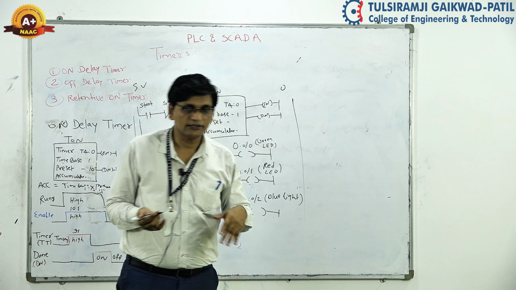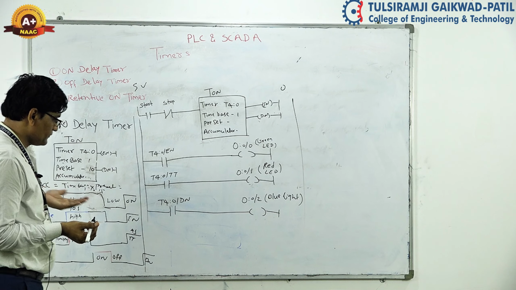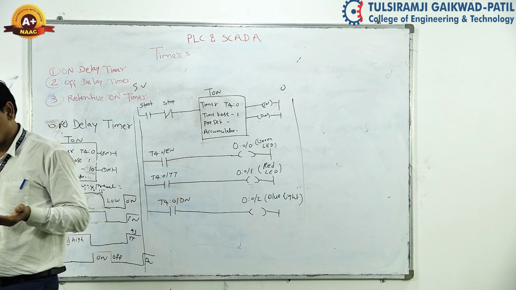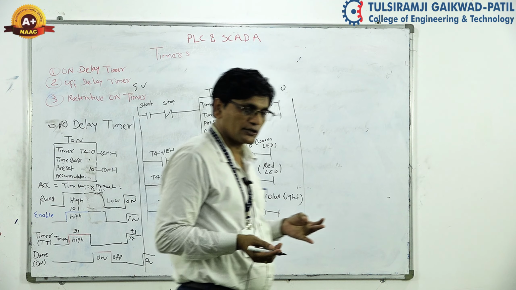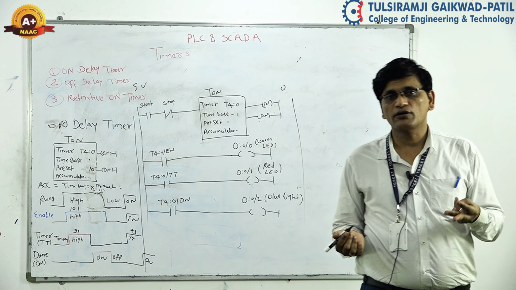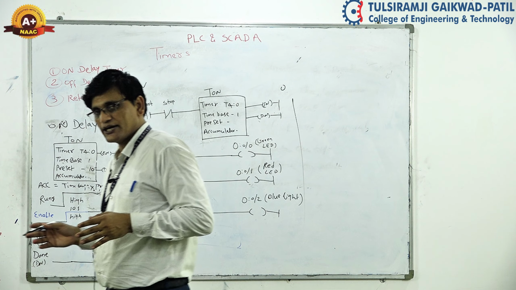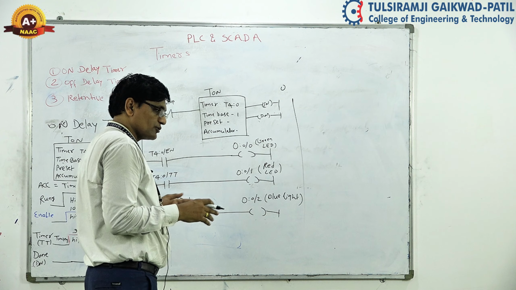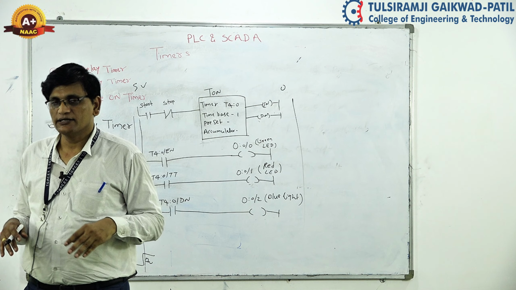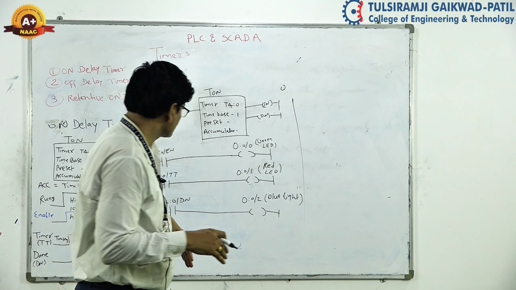In this way you can switch on the various devices as per the requirement of the industries. There are so many devices used in industries like motors, control valves, pressure valves, electric drives. These are the various devices used in industry, and these devices are used to control various parameters like temperature, pressure, flow, level, like that.